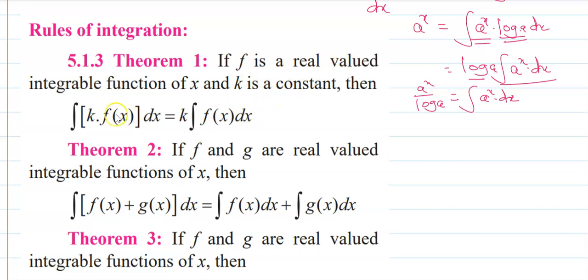If f is a real valued integrable function of x and k is a constant, then the integral of k into f of x dx is equal to k into the integral of f of x dx. I want to find the integral of 5x square, so I will take 5 outside and find the integral of x square dx. What is that? 5 times, the integral of x square is x raised to 3 upon 3.